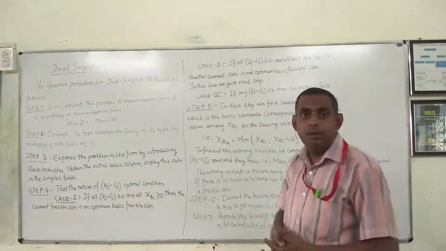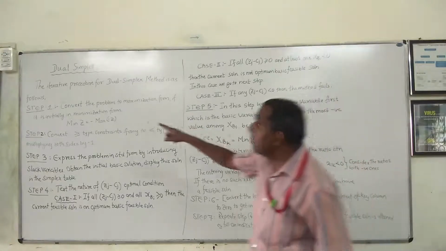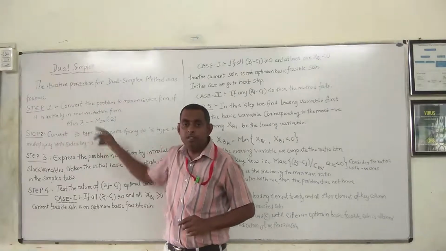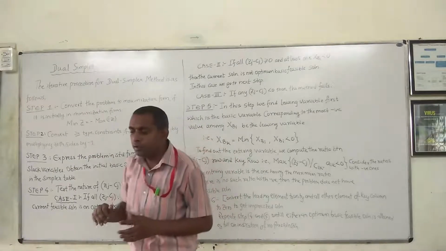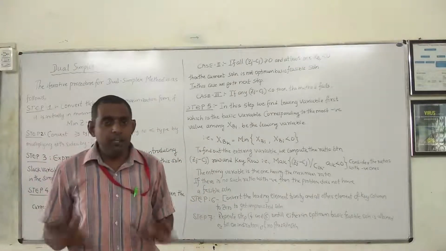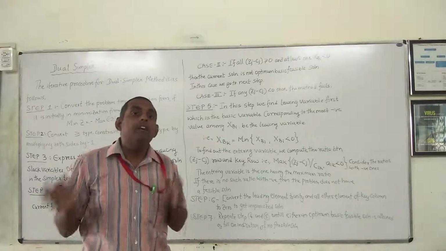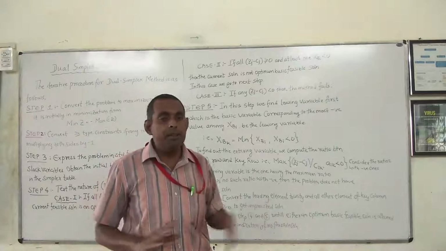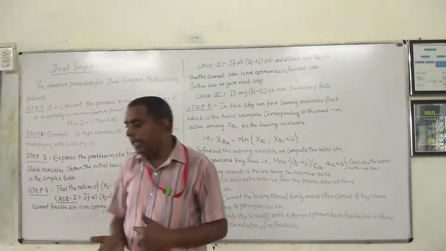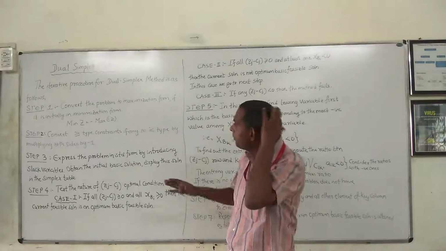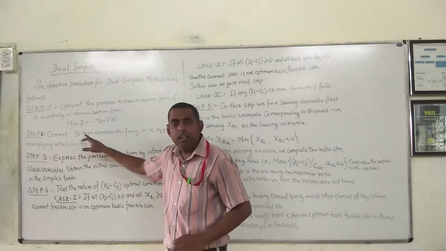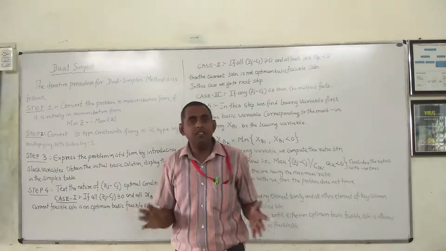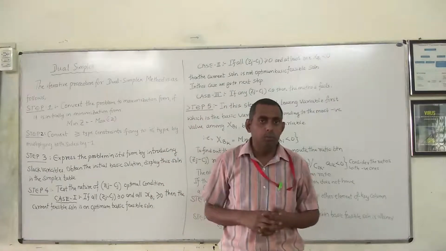I will repeat it for you once again. In step number 1, we have to convert a minimization problem into maximization. If the objective function is maximization, leave it as it is and go for the next step. If the objective function is minimization, then convert it into maximization. Whereas in step 2, convert the greater than or equal to type constraints into less than or equal to, if the constraints are greater than or equal to.